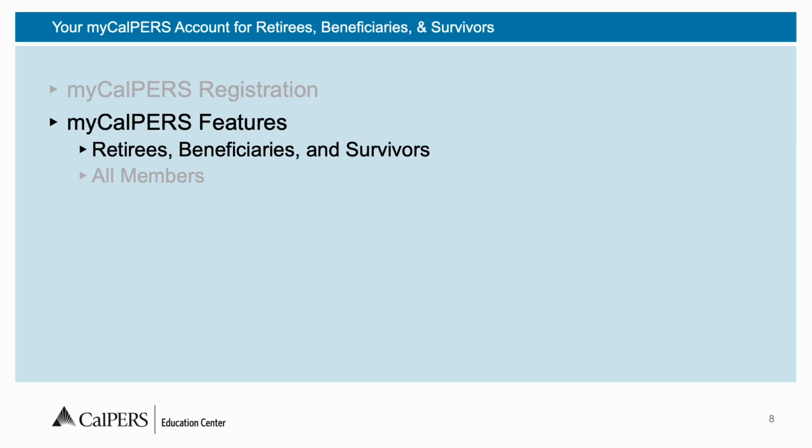Now that you know how to register, let's take a look at some of the different features you may have access to in your myCalPERS account. The features available are different depending on what category you're in and the benefits you're entitled to. We're first going to take a look at the possible features if you're a retiree, survivor, or beneficiary, and then we'll discuss what all members can view.